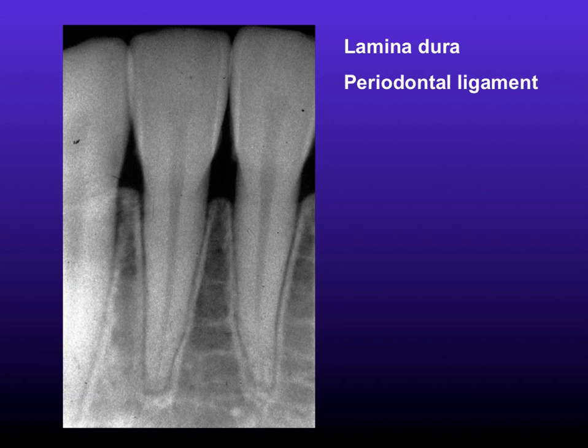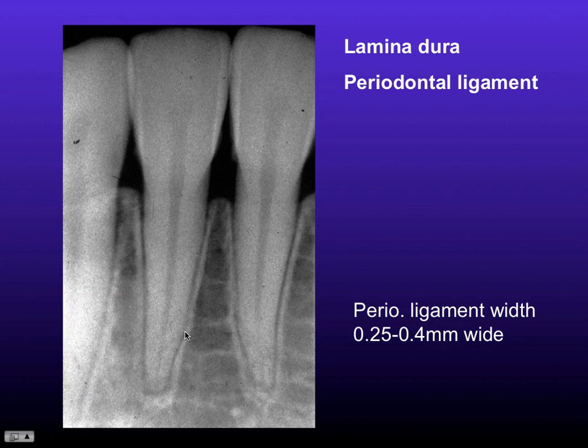The periodontal ligament will look radiolucent because it doesn't contain any calcified material under normal situations. And that is the dark line, the radiolucent line, between the root of the tooth and the lamina dura. Incidentally, the periodontal ligament width normally is about 0.25 to 0.4 millimeters wide. That's based on histological studies. No radiologist will sit and measure the periodontal ligament width. You'd be glad to know.